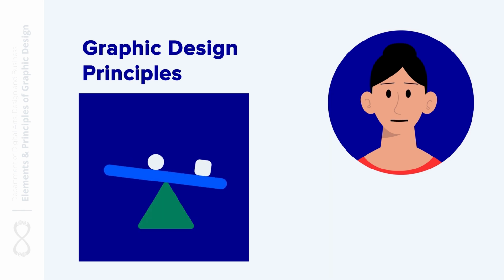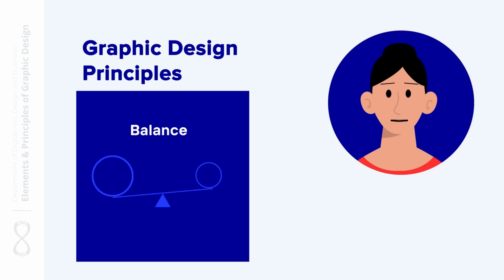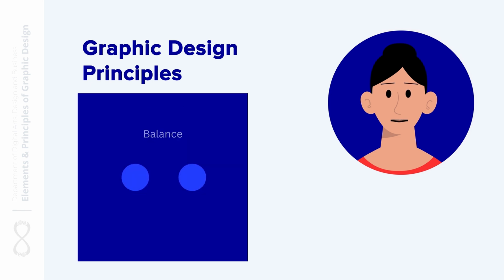The first principle of graphic design is balance, which describes the distribution of visual weight in a design. There are two types of balance: symmetrical and asymmetrical. For example, think of a seesaw. If both sides are even, it's symmetrical. But if one side has a heavier object, it becomes asymmetrical.